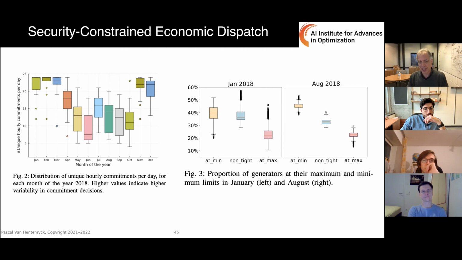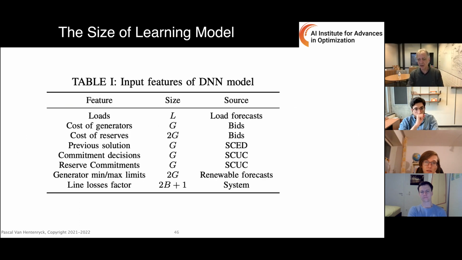There is good news, however, which is the fact that since this is a market clearing algorithm, you try to minimize cost, and therefore you can see that many of the generators, actually 20% of them, are at the maximum and 40% are at the minimum. And so really those should be easier to predict. The other ones are the ones that you adjust around the day for the dispatch. And so that's good news, because in a sense, you reduce somewhat the dimensionality of the problem. So this is the input size that you have. G is the number of generators, L is the load, and B is the set of lines. So you have very large inputs here.